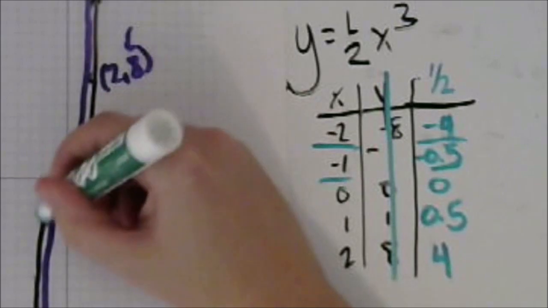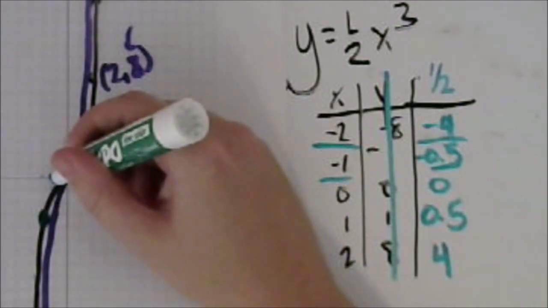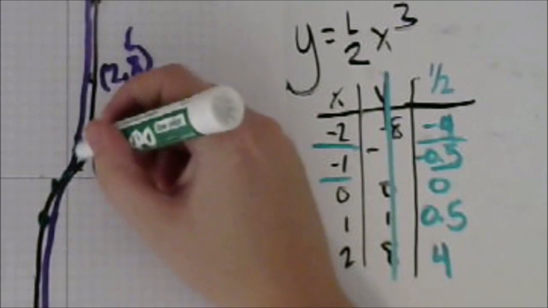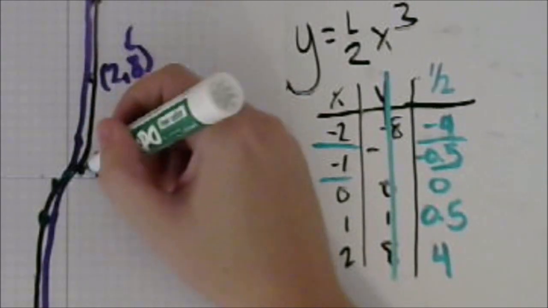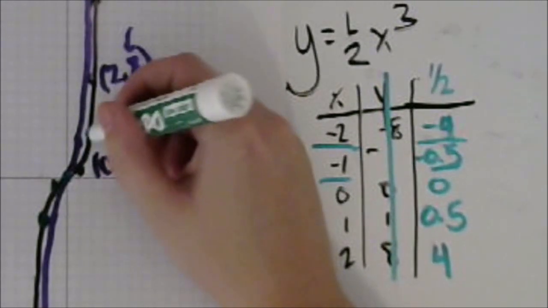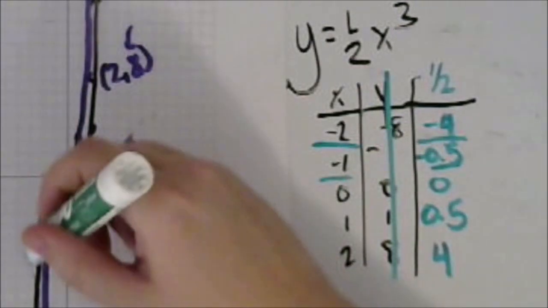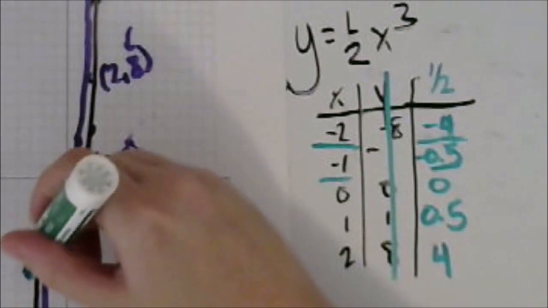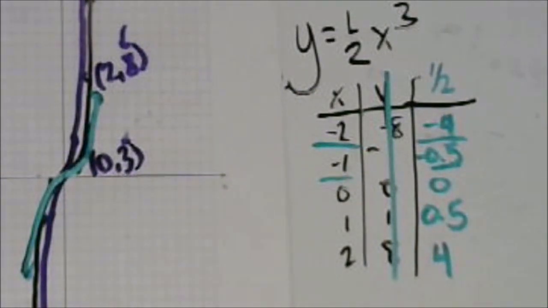-2, -4, -1, 1/2, 0, 0, 1, 1/2, and 2, 4. And a 1/2, unfortunately, isn't a dramatic compression, but your function should be wider than it was before. More curvy, larger at the center. These are vertical stretches and compressions. Remember, this transformation will only ever affect your output variable, y.